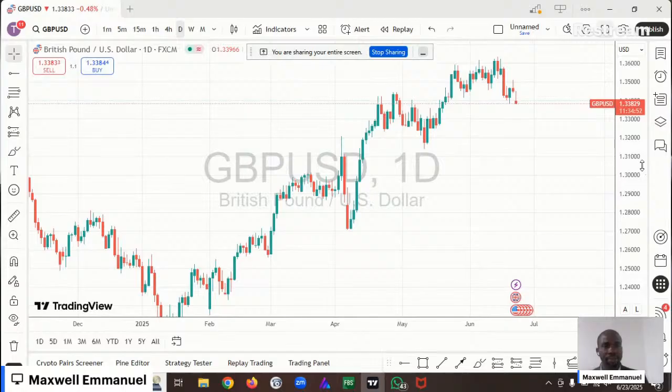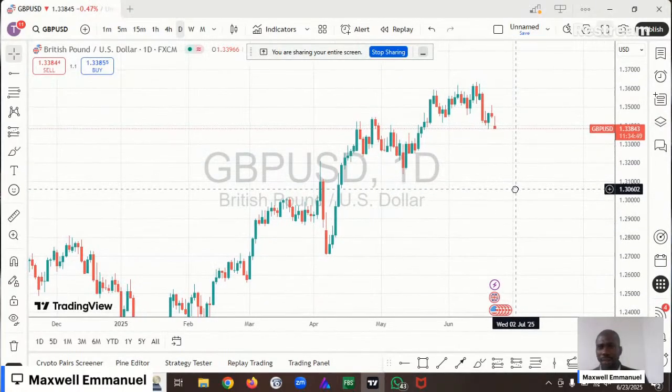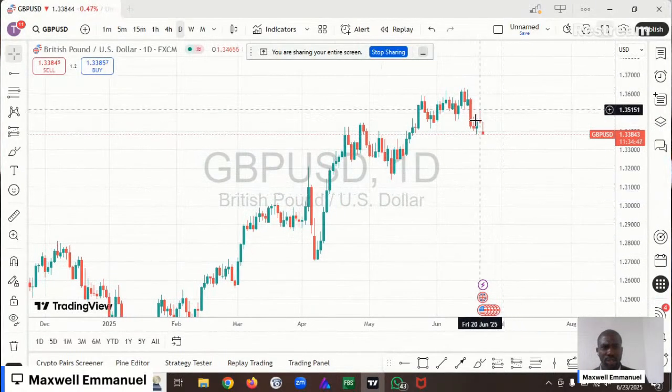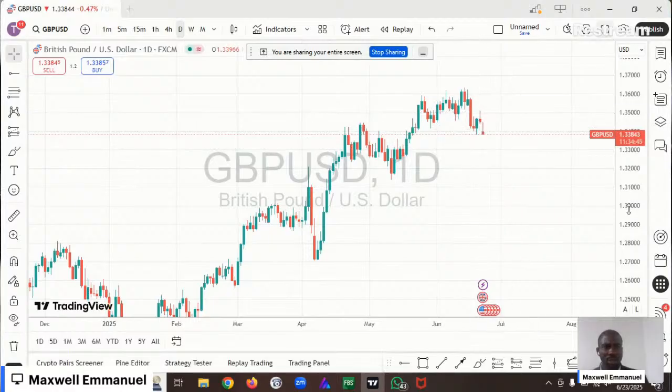Okay, so on the daily time frame, last Friday's candle closed as a shooting star. You can see that as a shooting star.